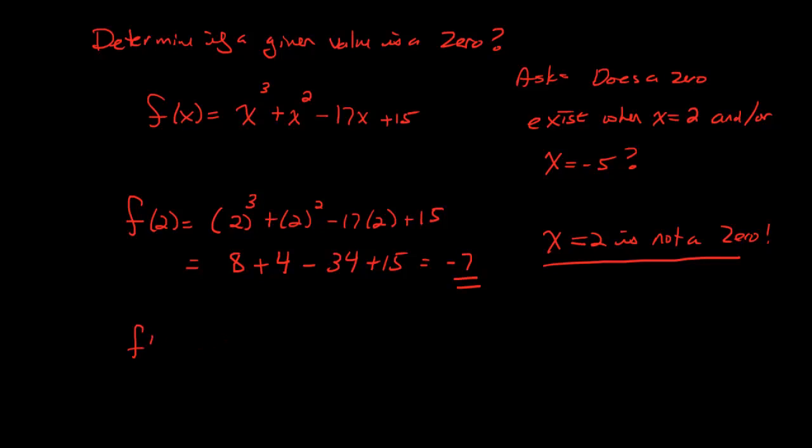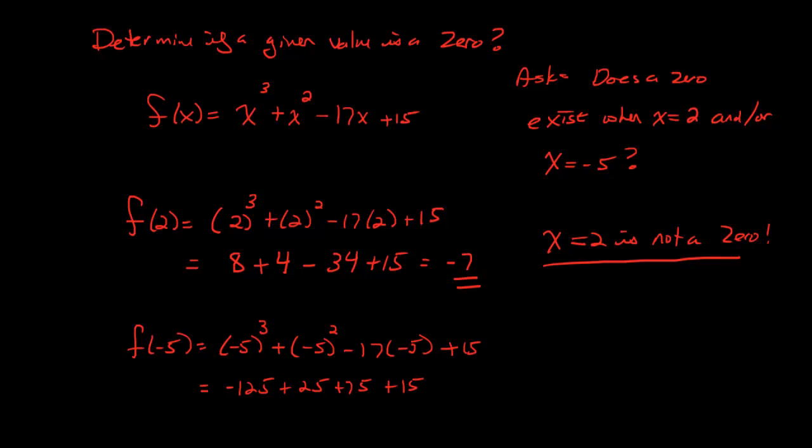So now let's test f of negative 5. So we're going to have negative 5 cubed plus negative 5 squared, making sure you plug them in with parentheses, minus 17 times negative 5 plus 15. So what is this? That's going to be negative 125 plus 25. 17 and 5 is positive 85, and lastly, we're left with positive 15. So negative 125 plus 25 is negative 100.